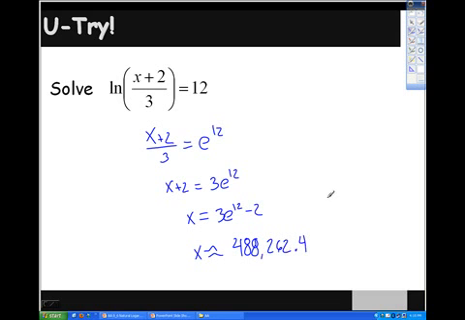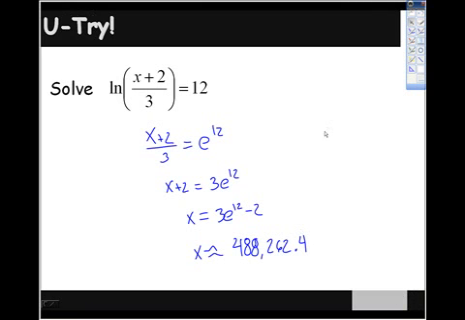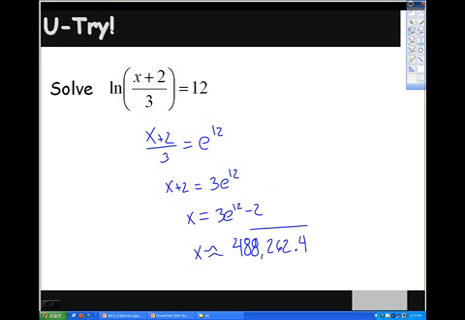So again, I'm going to have to take this to a calculator and give it a check. I put that in my calculator, and I got the natural log of (488,262.4 + 2) all divided by 3, with all of that inside a natural log, and 12 does come out. So this is the answer. It has to be right. Can't be wrong.